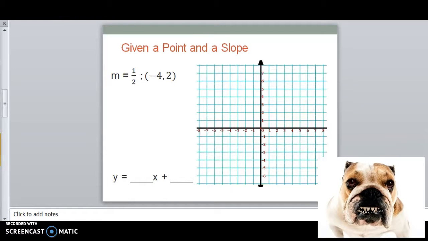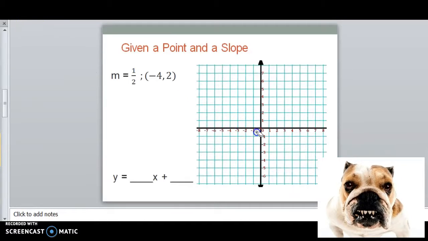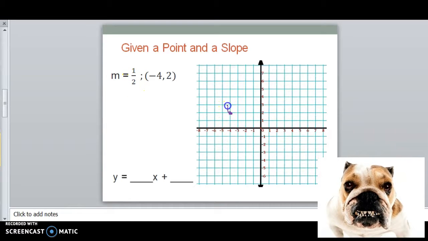Here's another example. I'm going to graph my point. Negative 4. Whoa. Let's try that again. Graph my point at negative 4 and up at positive 2. My slope is 1 over 2. I'm going to rise 1, run 2. Now if I rise 1 and run 2, my point is here.